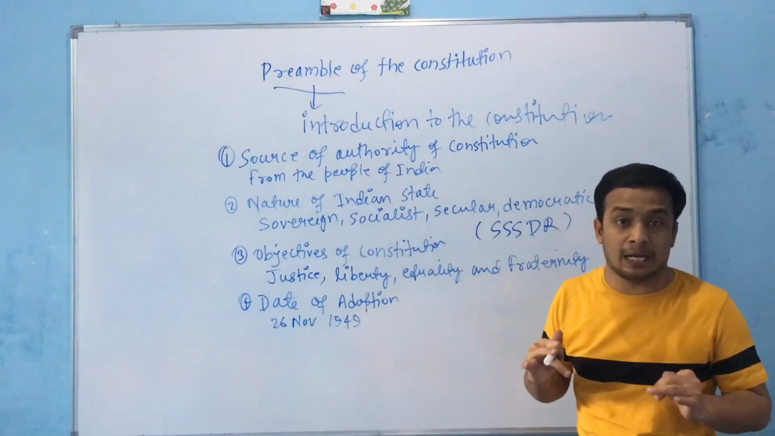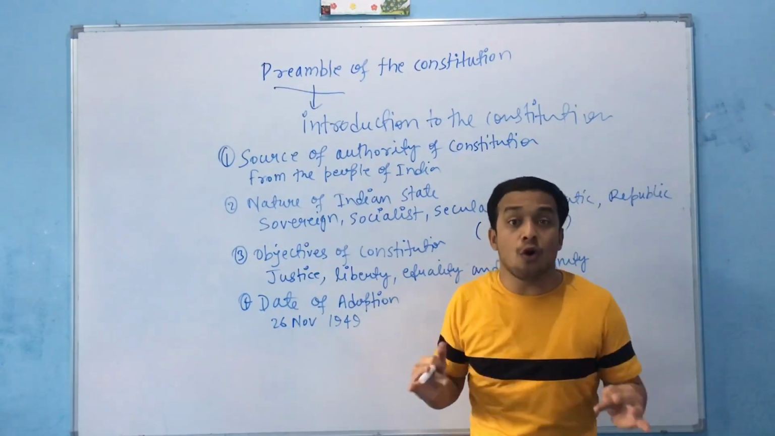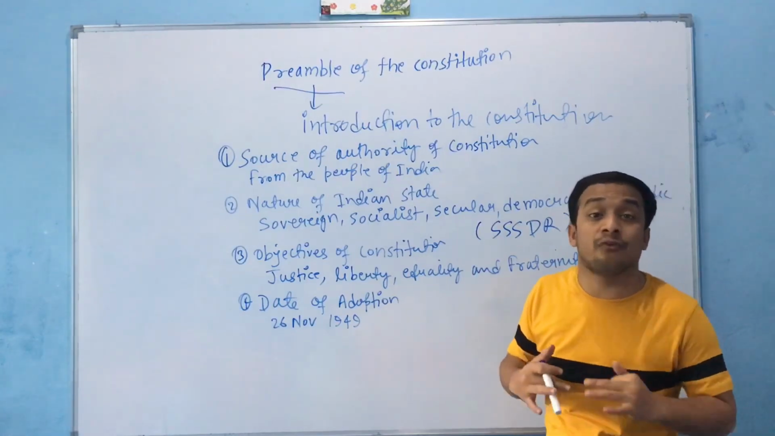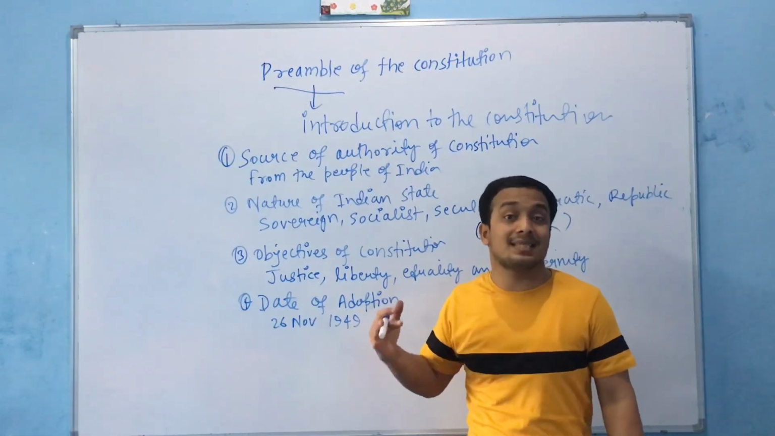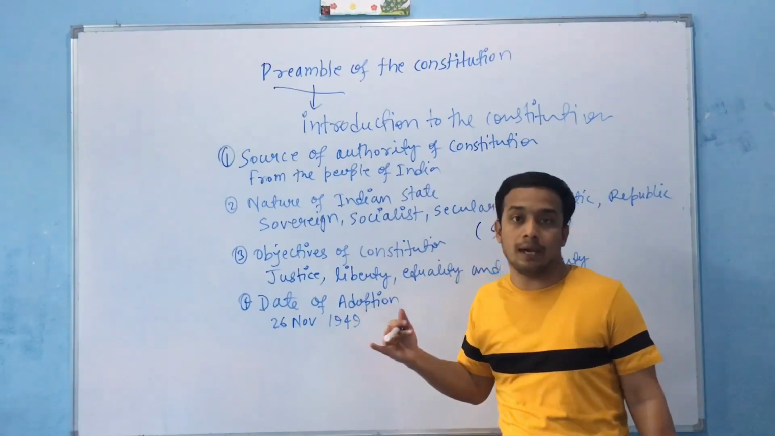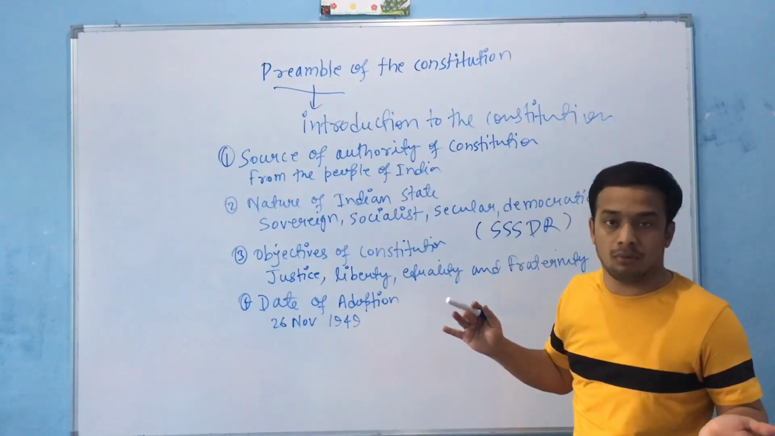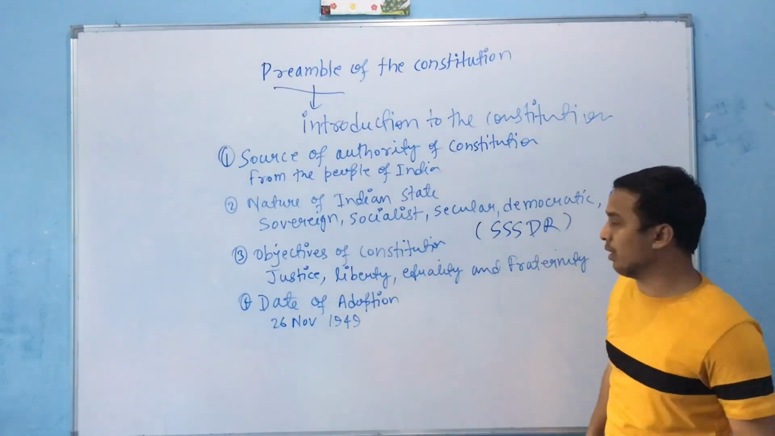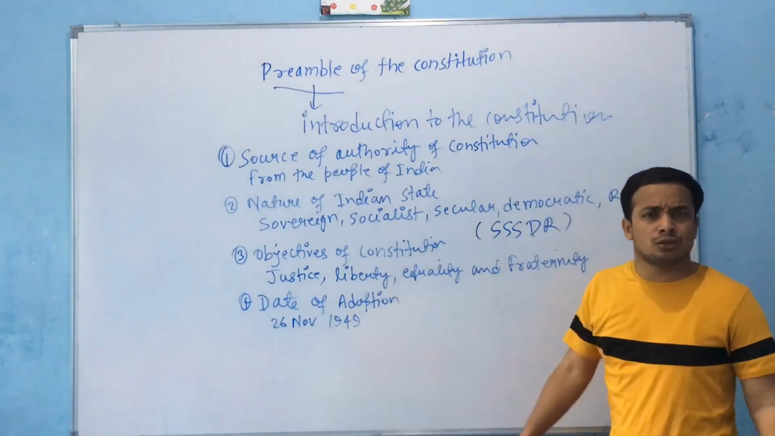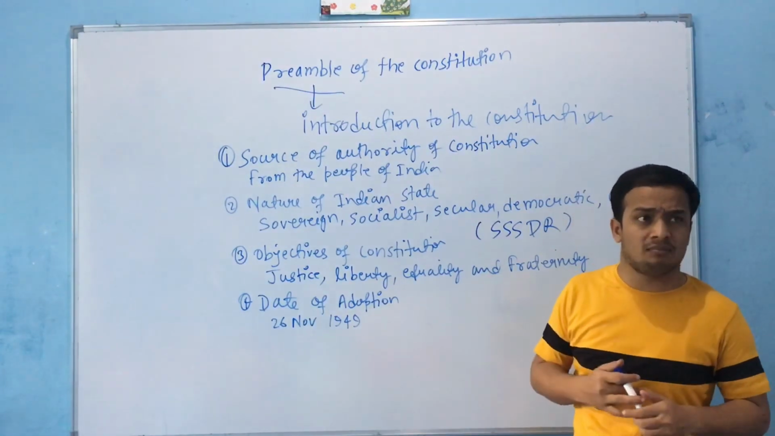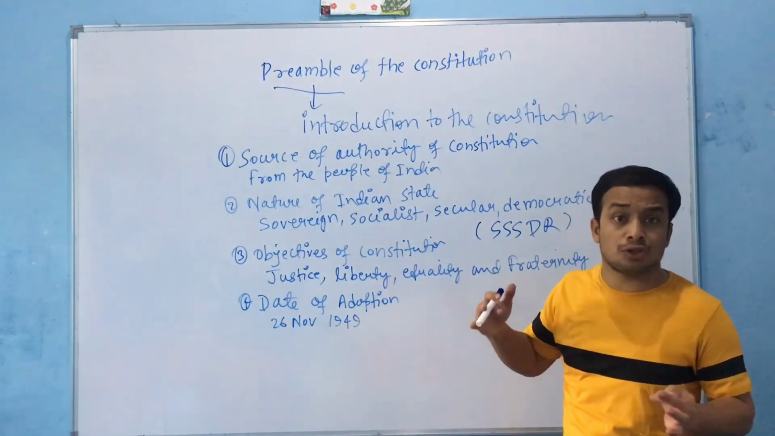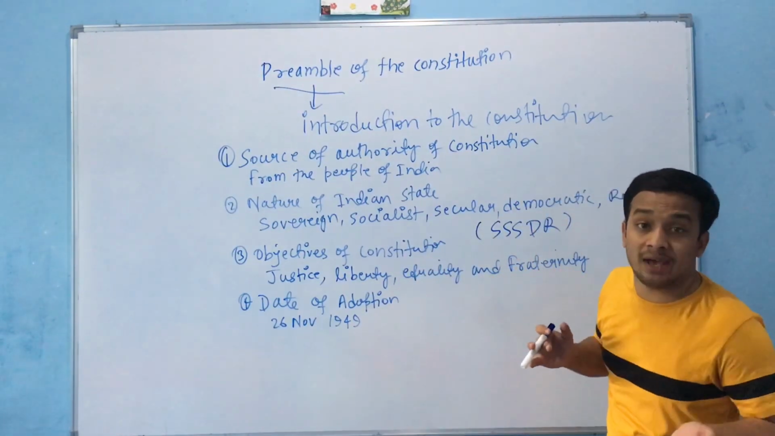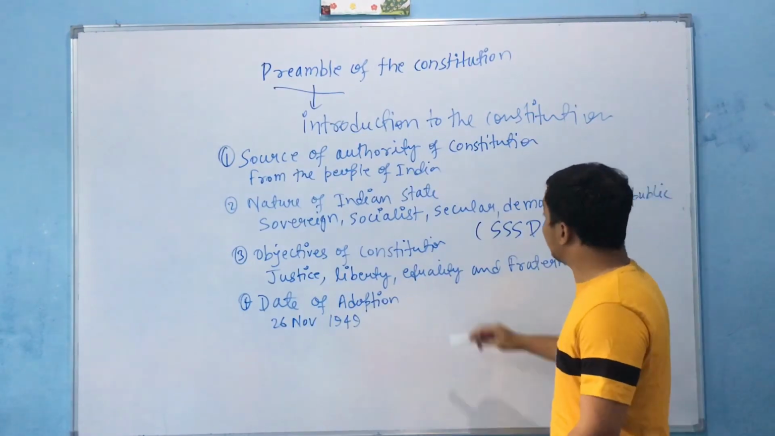Sovereign means independent, means there is no external country controlling our country. We are free to frame our own policies, international relations. Okay, means we are independent, in terms of domestic as well as external affairs. Okay, then socialist means you can say welfare state. Okay, that there is a socialist pattern of economy, that there should be equal distribution of wealth among the society.